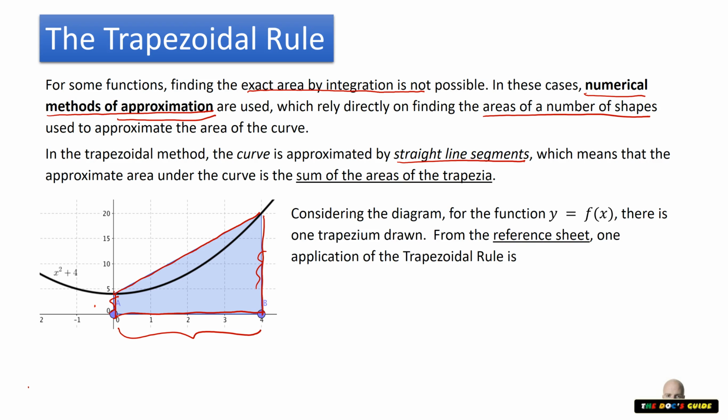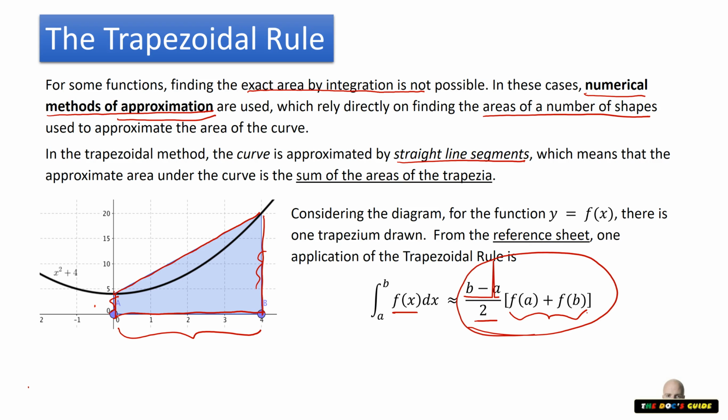So one application of the trapezoidal rule, which is what we've got here, one trapezium, is b minus a, so this is taken as b, this is a, b minus a divided by 2, times the sum of the parallel sides. So the length of these sides, if we've got the function f of x, are f of a and f of b. So take a moment to convince yourself that that is just saying find the area of this trapezium here.